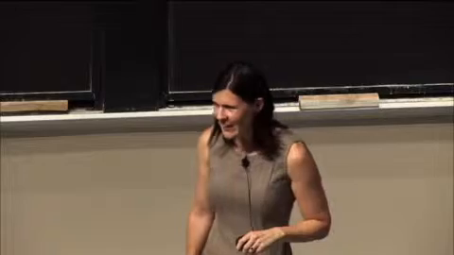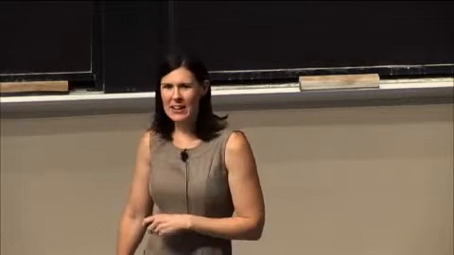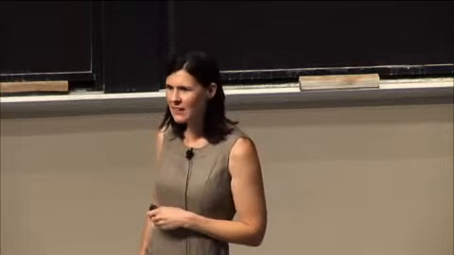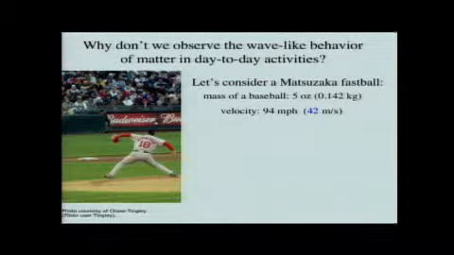So it turns out that he could have picked anything to explain this and hopefully done out the calculation, and we'll do this ourselves. The example we'll pick is considering, for example, a Matsuzaka fastball.